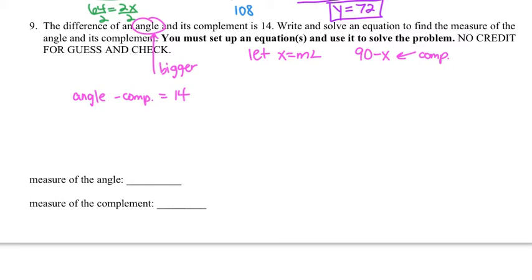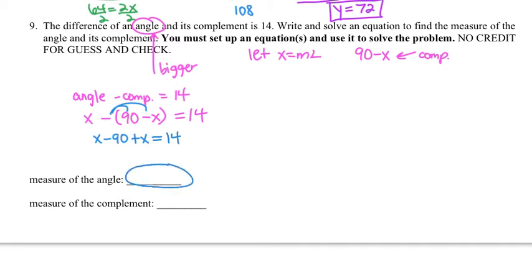What did we use for the angle? We used x. Minus, what did we use for the complement? 90 minus x. You have to put it in parentheses. Otherwise, you're going to get no solution, and you know that equals 14. There you go. Solve this, but you have to distribute the negative. I had some people get this and not distribute. So it would be x minus 90 and then plus x because you're subtracting a negative x, equals 14. You can solve it from there. That'll give you the angle, and then you can subtract from 90 to get the complement.